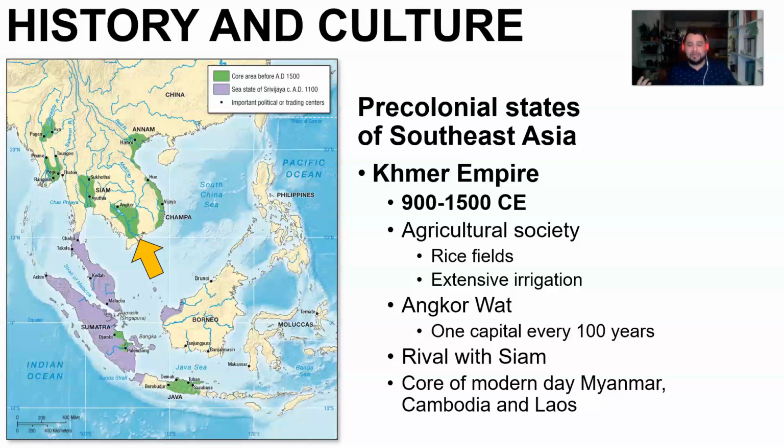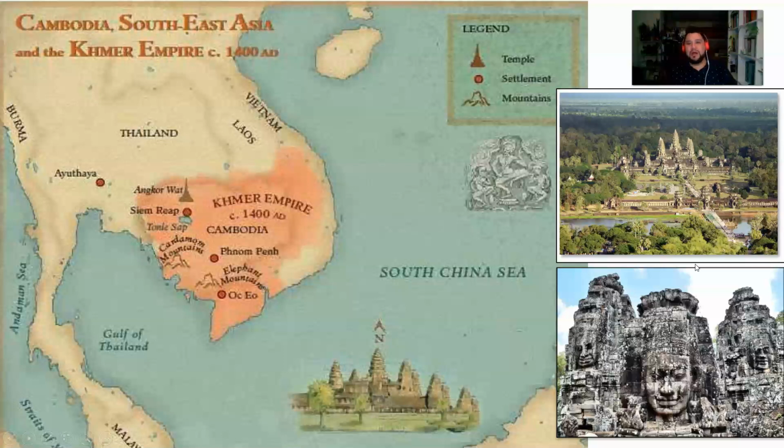This kingdom was also a rival to Siam in the west. Siam is the most important kingdom that influenced Thailand and its identity. And today the core is modern-day Myanmar, Cambodia, and parts of Laos as well. We're also going to have the Champa Kingdom and Annam here in modern-day Vietnam, Siam, as I mentioned. In the south, we're going to have others. Let me just finish with the Khmer Empire. This is the Khmer Empire around 1400 at its height.